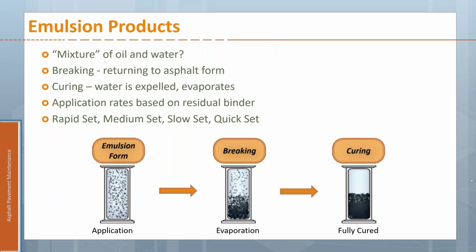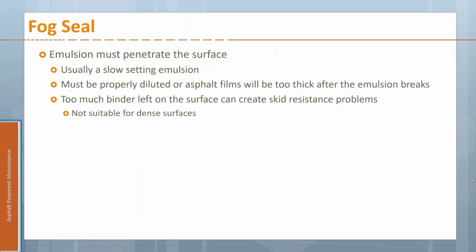And then there are lots of different types of emulsions, like a CRS-2. There's all kind of little code letters. There's some that are cationic, some are anionic, some are rapid set, medium set, slow set, quick set, you name it. There's a product for just about everything. The main thing that we will look at is, do we want it to set up slowly or quickly? And depending on our application, that's going to affect how that works.